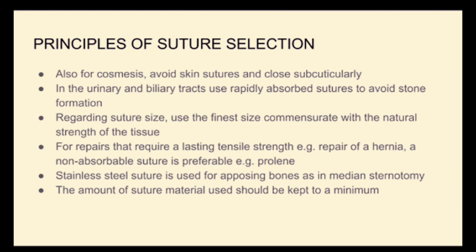And in urinary and biliary tracts, we use rapidly absorbed sutures to avoid stone formation. And regarding suture size, you use the finest size commensurate with the natural strength of the tissue. You don't want to use a large suture size for a thin tissue. So for repairs that require a lasting tensile strength, for example, repair of a hernia, a non-absorbable suture is preferable. Stainless steel sutures are generally used in opposing bones like in median sternotomy.